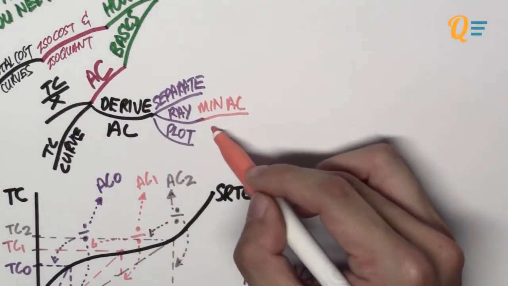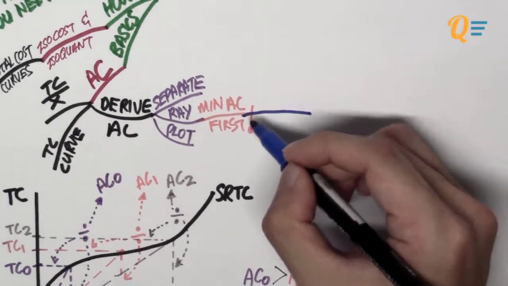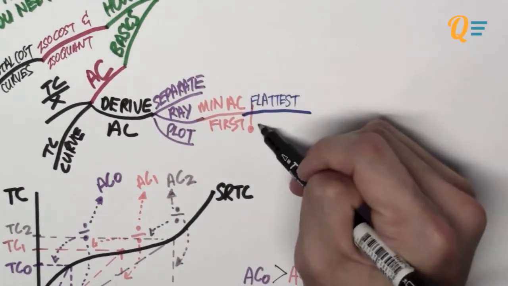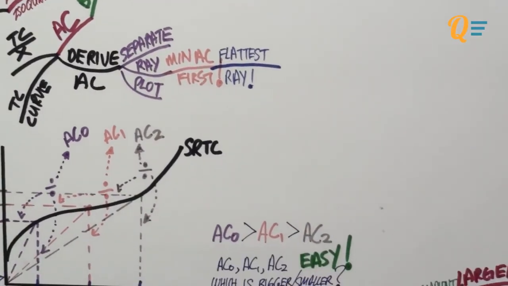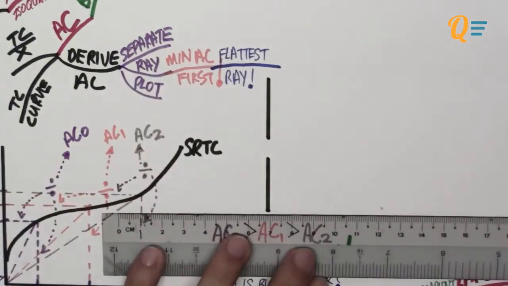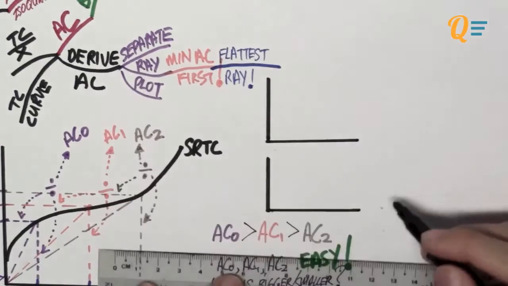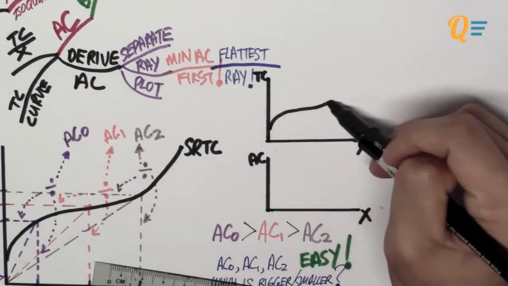Talking about the rays, I want to find the minimum average cost first. So what is the minimum average cost? Think about it. Well, it's simple. It is simply the flattest ray that starts from the origin to the short run total cost, or the long run total cost if you're using it. You're going to notice that I'm drawing two sets of axes, and the reason is that I need my short run total cost to derive the short run average cost. So that's why there are two graphs.